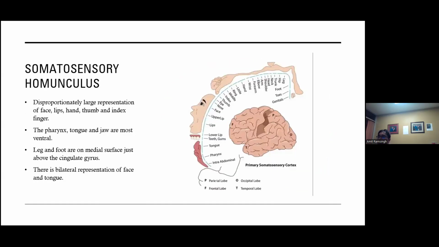So we had the motor homunculus, now we have the somatosensory homunculus. And again, just like the motor homunculus, it shows a disproportionately large representation of the face, the lips, hand, thumb, and index fingers, as well as the pharynx, tongue, and jaw, most ventrally, whereas the leg and the foot are located more on the medial surface, just above the cingulate gyrus. So again, a lot of two-point discrimination, a lot of nerve endings in those respective areas, such as the tongue and the fingers and the hand, compared to the lower limbs.